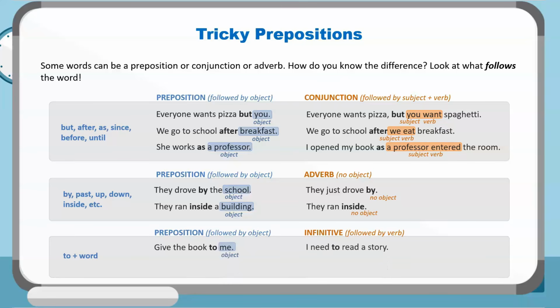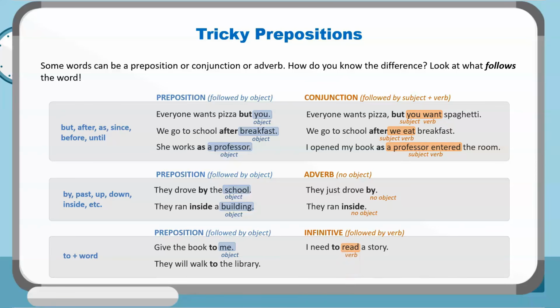But look at this example. I need to read a story. Here, to is not a preposition. How do we know that? Because it's not followed by a noun or pronoun. It's followed by a verb, read. When to is followed by a verb, that means it's part of the infinitive of the verb.